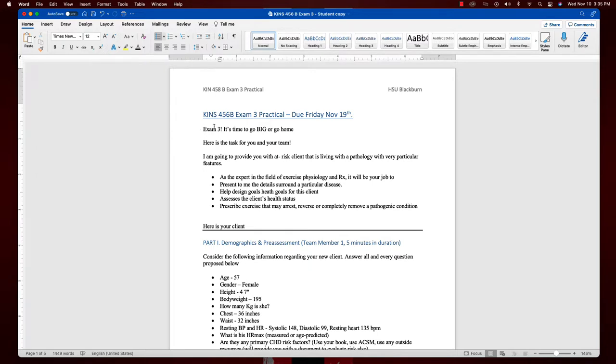It's exam three. It's time to go big or go home. Remember, I'm going to be annotating this as we talk. This bad boy is worth 100 points, which is double what your previous exams were. So if you guys decide you want to sleep on this assignment, it could literally wipe out the performances that you have done before. So here is the task for you and your team.